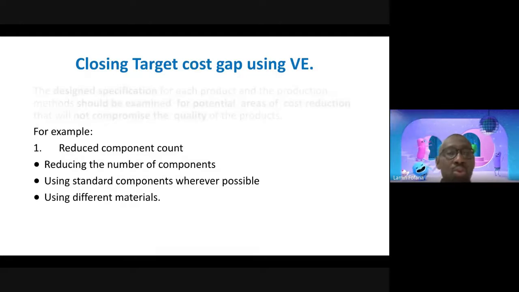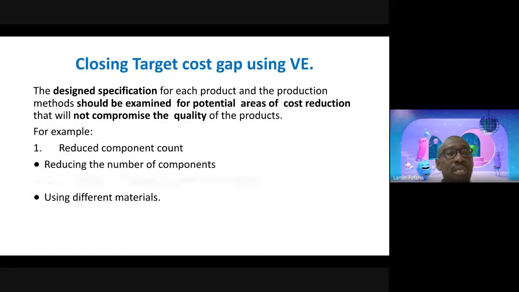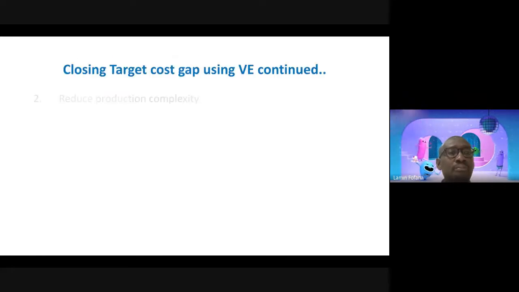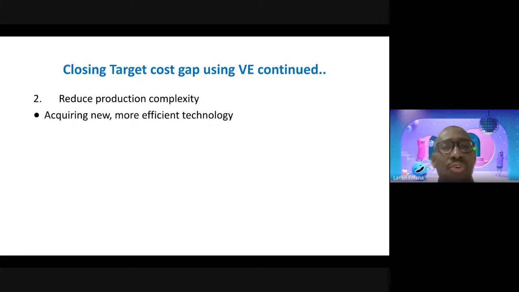Okay, so the second example is using production capacity. Okay, if a production process is very complex, there are lots of procedures to follow.